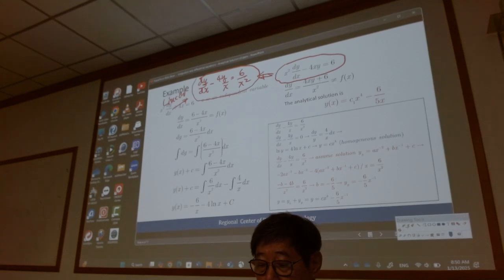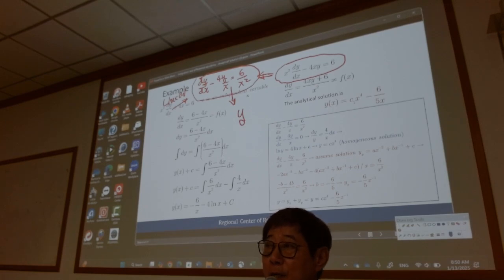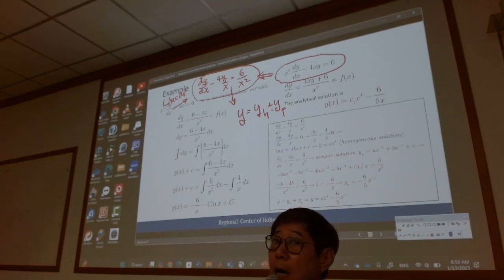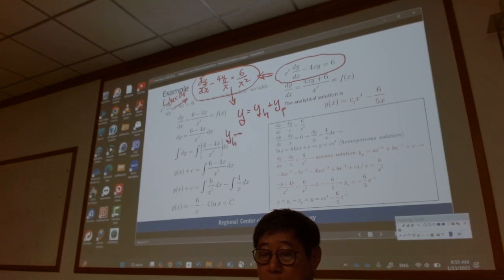We split this solution into two solutions. We call them Y homogeneous solution plus Y particular solution. Y homogeneous solution is the solution of dy/dx minus 4y/x equal to 0.